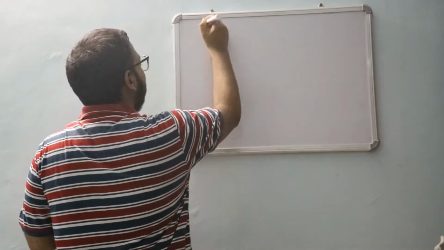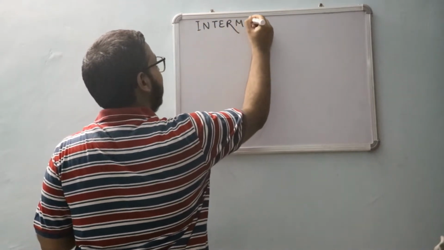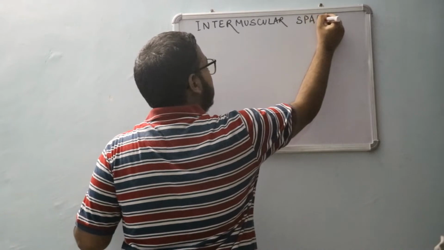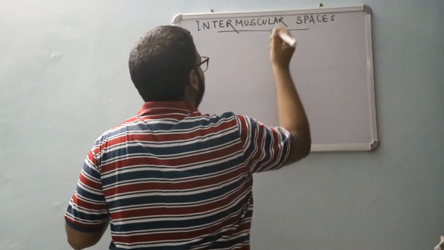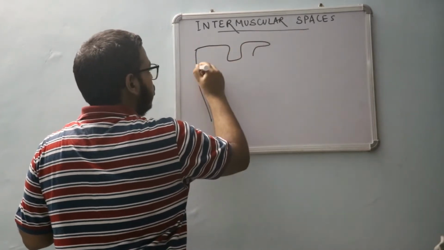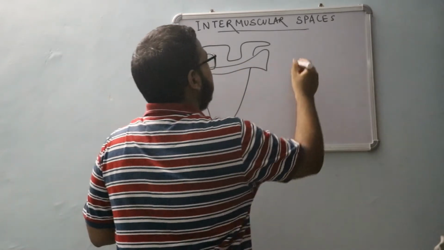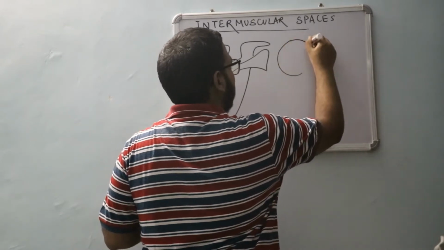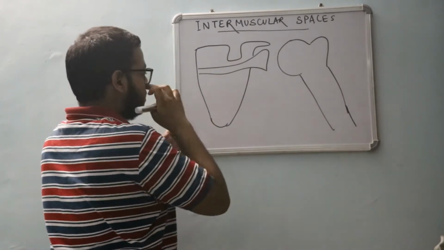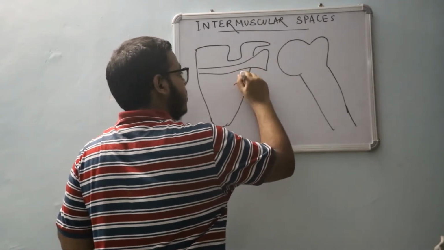To start the topic of the intermuscular spaces, first let us see the diagram. I'll make a very rough diagram of the scapula. This is the scapula, and on this side we have the head of the humerus, and this is the shaft of the humerus. This is a very rough diagram that I have made. Now let us see the muscles that are coming.